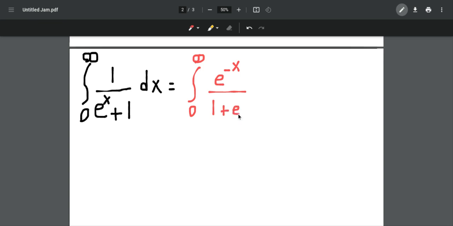Now I'm going to use a u substitution. I'm going to let u be equal to the denominator, which is 1 plus e to the negative x. And by definition, taking the derivative of both sides, we know that du is just e to the power of negative x, but don't forget the chain rule, which will multiply by the derivative of negative x, so we get negative e to the power of negative x.